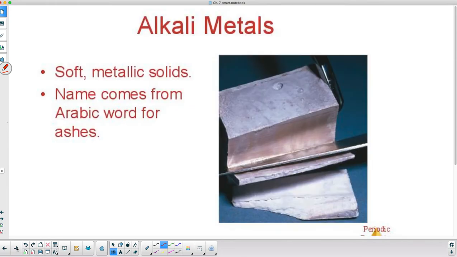So the group trends that we want to first take a look at are the alkali metals. Soft metallic solids, and when I say soft, I mean cut with a knife soft. Okay, so I can take sodium metal and cut it with a knife. That's how soft it is. That's softer even than lead. Lead you can scratch with a knife, but for the most part, I'm not sure you can actually cut it with a knife. So names came from Arabic words from ashes, because that's where a lot of the chemical history came from, is from an Arabic origin.